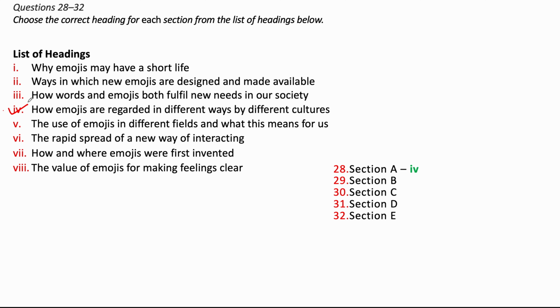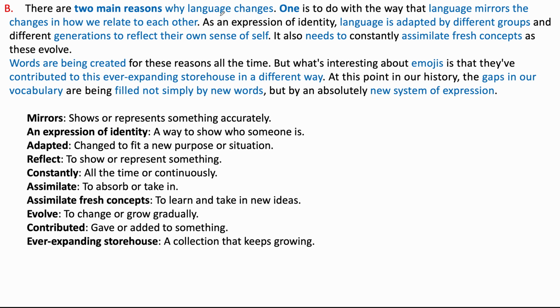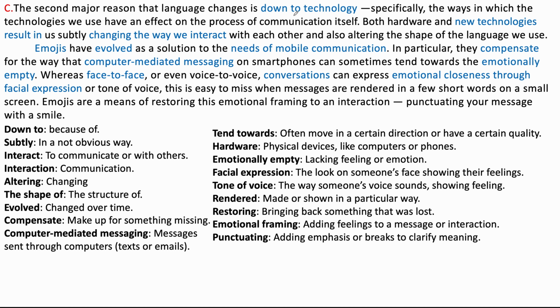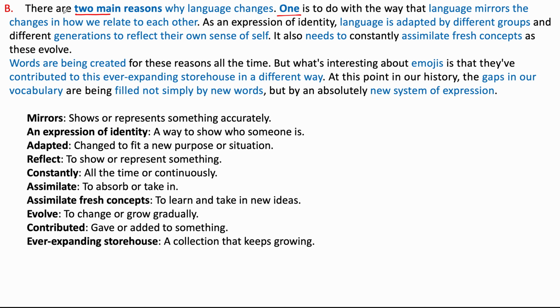Let's start with section B now. This section has two paragraphs. The first sentence says, two reasons why language changes. The first reason is explained in the rest of the section. Section C begins with the second major reason that language changes. So, section B focuses on the first reason why language changes, and the second reason is given in section C.